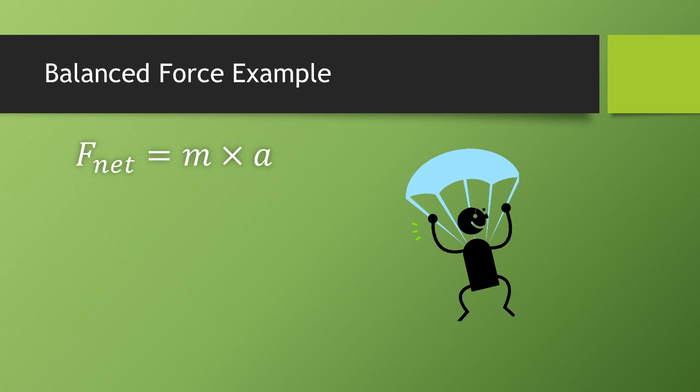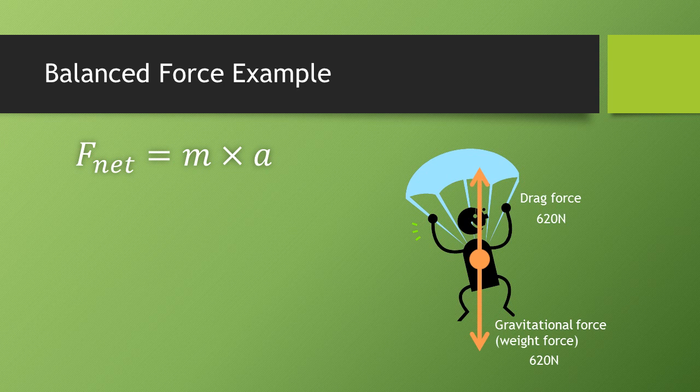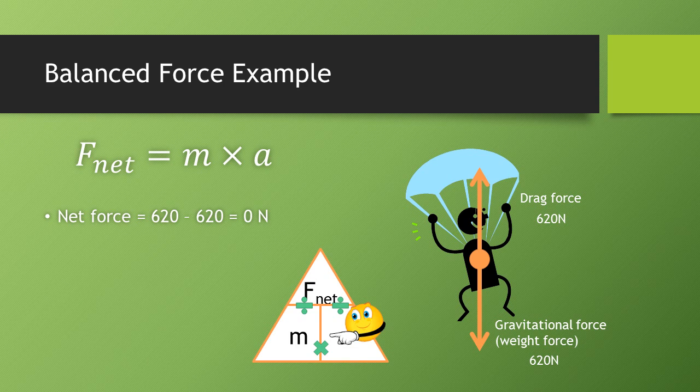Let's pick a balanced force example. Here we see someone is parachuting down from a plane, and let's say he has got a gravitational force or a weight force of 620 newtons, and the drag force is equal to that at 620 newtons also. This means if we calculate the net force, 620 minus 620 gives us 0 newtons. That is to say that the forces are balanced. If we use our triangle to find the acceleration, we use the equation acceleration is equal to F net divided by mass, which in this case is equal to 0 because the net force is 0. Divided by 62 kilograms gives us 0 acceleration.